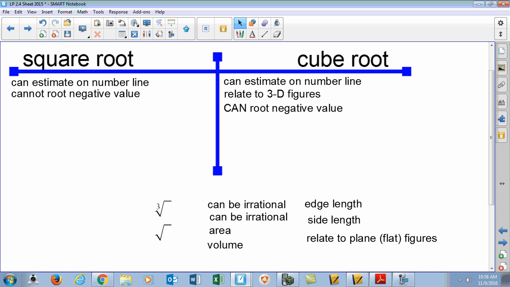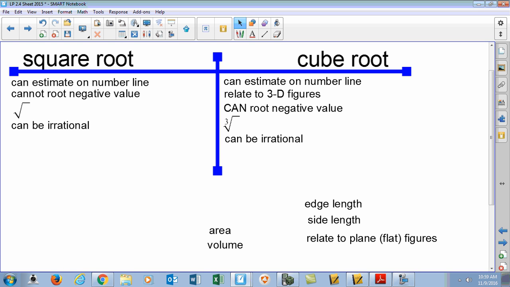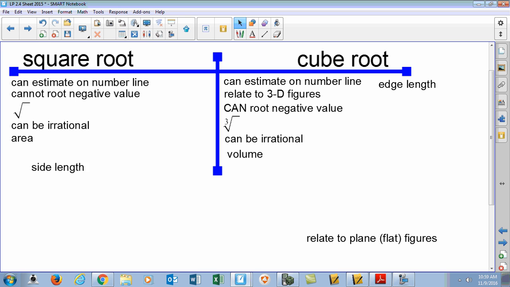All right, the symbols. Square root sign goes over here. Cubic root sign goes over here. Can be irrational. Okay? Both of these can be irrational, because there are some cubic roots that go on forever. Remember, an irrational number is a decimal that is non-terminating, which means it doesn't end, and non-repeating. It doesn't repeat in a pattern. All right, area is two-dimensional. That deals with square root. Volume, three-dimensional, cubic root. Edge length is cubic root. Length times width times height. Side length deals with square root.